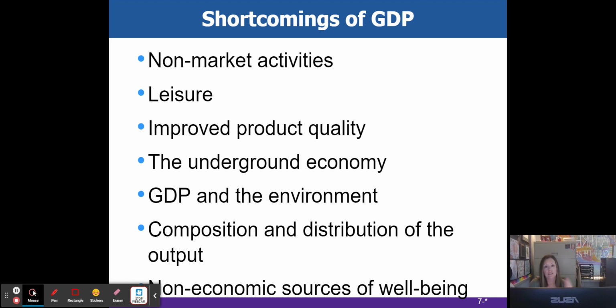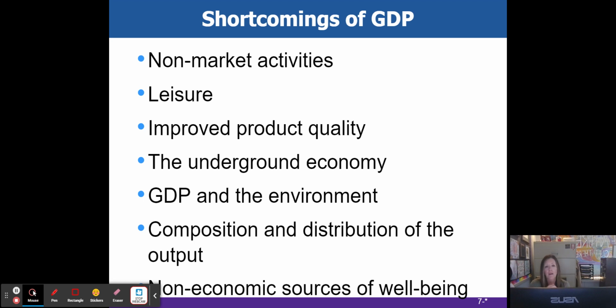You also have leisure time. Maybe GDP numbers are really high for a particular country, so it appears to be very wealthy, but that doesn't tell us anything about the quality of life and, as far as leisure time goes, for the people that live there. GDP also doesn't tell us about improved product quality. We can't measure that just by looking at a dollar number. We've also got the underground economy. So we've got black market activities like the drug trade that take place. They definitely generate economic activity, but we're not capturing it in the GDP.